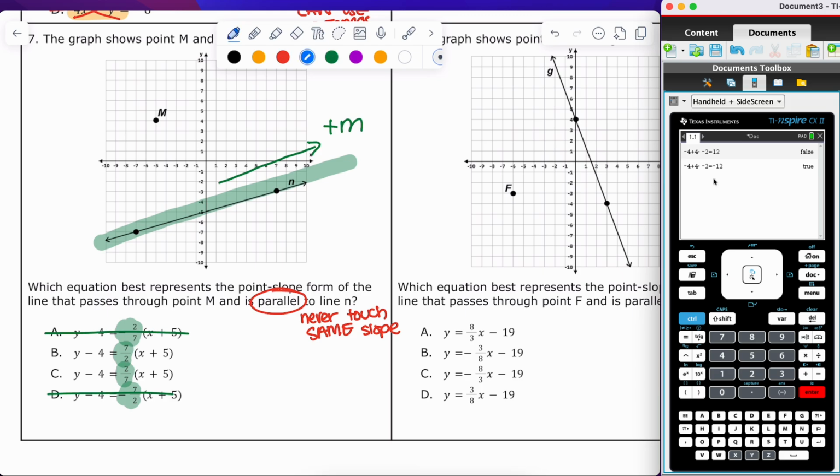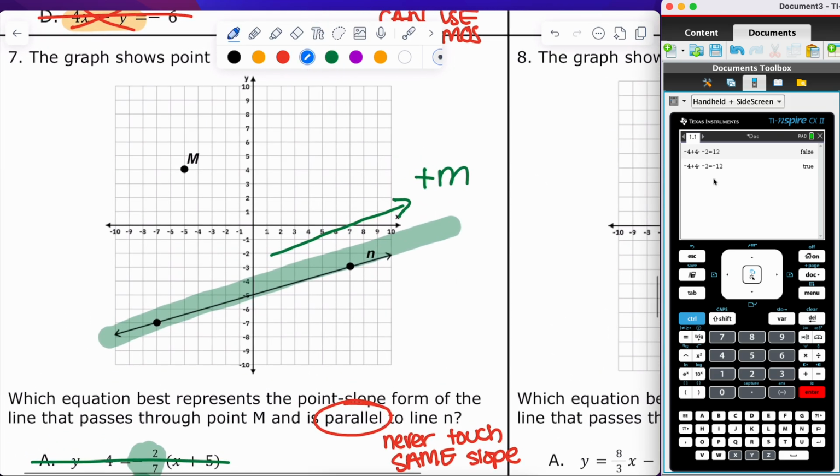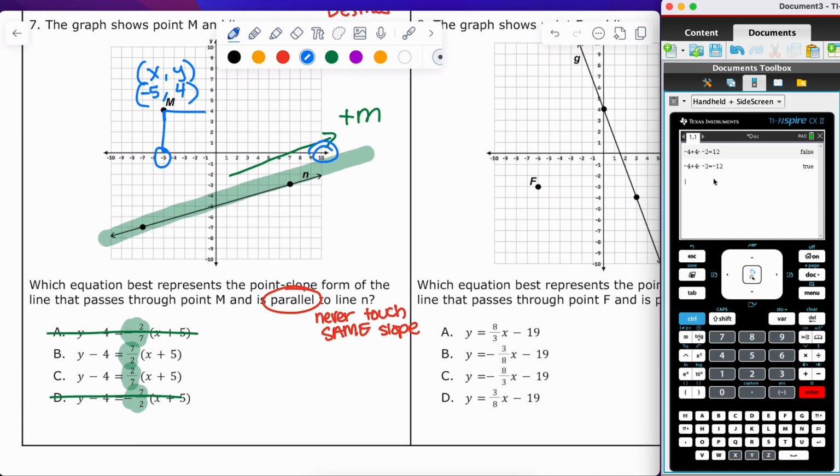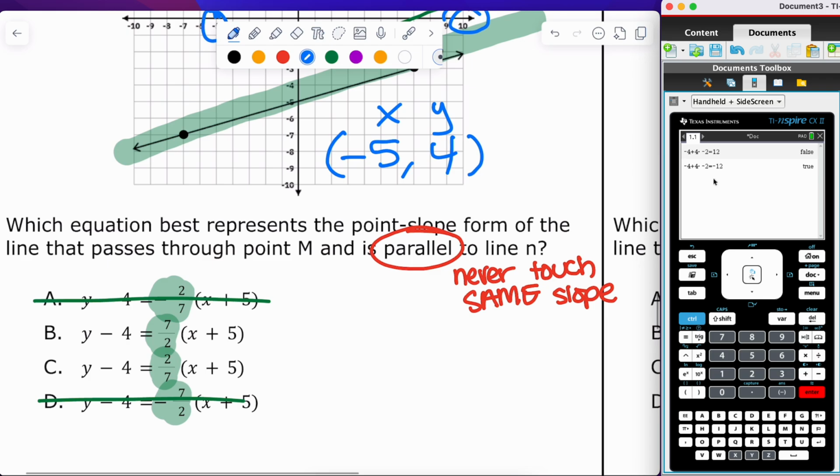Now if I look at my point, remember it's always x comma y. I have my x right here, -5, comma 4. That is my point I want to use. So we are going to use that -5 for x. I have -5. Put that in for x.